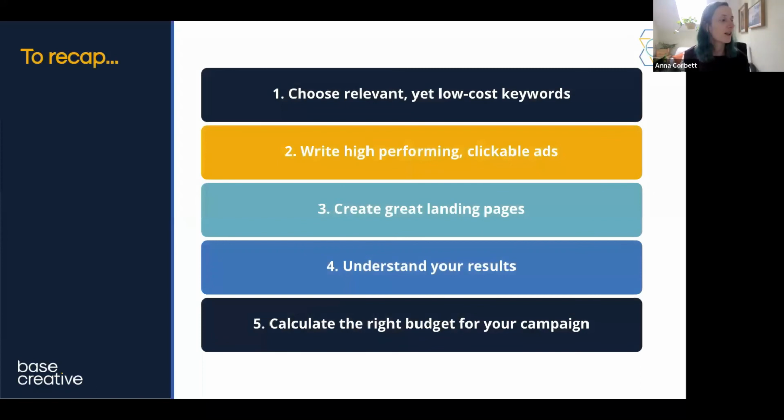So here's another recap of what we covered in today's session. There's quite a lot to consider, obviously, as you can see, when running a PPC campaign. But don't worry, we'll be sending all of this information to you later today in an email. So keep your eyes on your inbox.